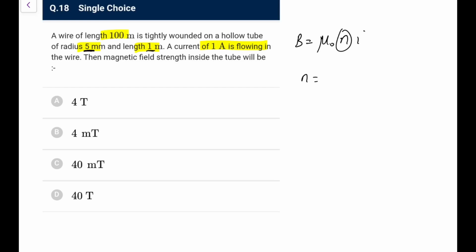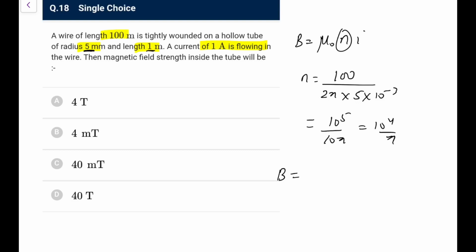So the number of turns would be, let's say, and it is 1 meter length. Okay, so 100 is the total length, and one turn will require 2 pi r, that is 2 pi into 5 into 10 to the power minus 3. So that would be the number of turns, and the number of turns per unit length will be the same as the length is 1. So what we have, 10 to the power 5 upon 10 pi, that is 10 to the power 4 by pi that you are getting.